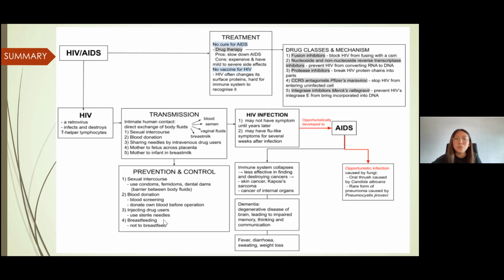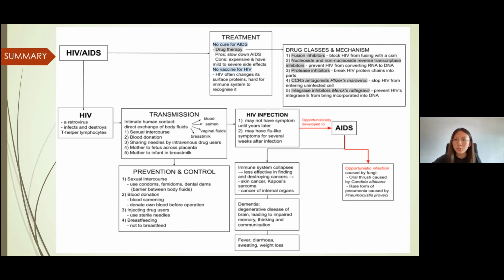And also not to breastfeed. So HIV can be transmitted from one person to another, and if the person is infected, there are two types: not having symptoms until years later, and having flu-like symptoms for several weeks after infection. So HIV infections can opportunistically develop into AIDS.